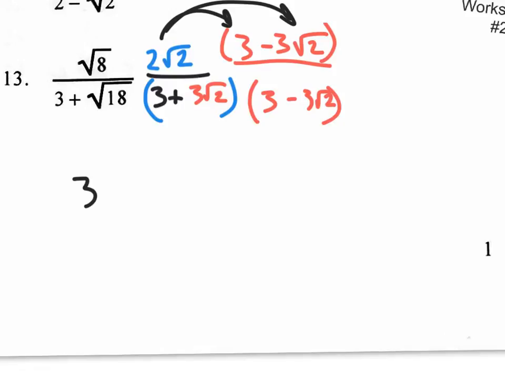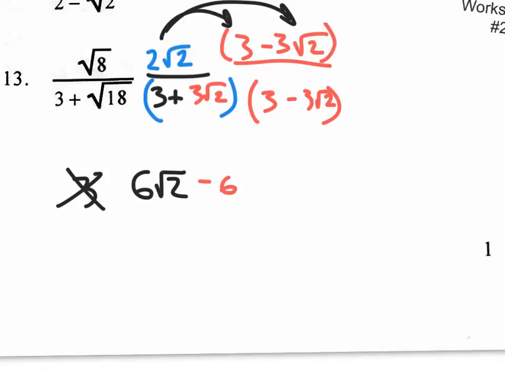Let's go back to explaining this. 2 square root of 2 times 3 gives you, what was I thinking? Not 3, gives you 6 square roots of 2. Okay? And when we go 2 square root of 2 times negative, oh my goodness. 2 square root of 2 times negative 3 square root of 2. Well, let's think about it. That's 2 times negative 3. That'll give you a negative 6.